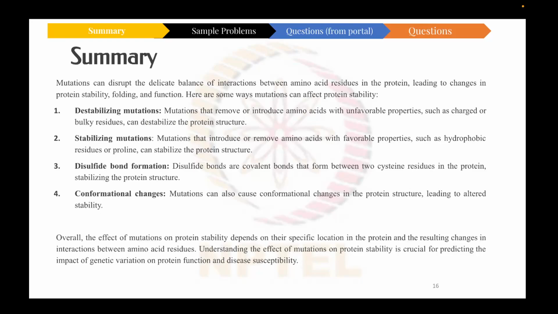Overall, the effect of mutations on protein stability depends on their specific location in the protein and the resulting changes in interactions between the amino acid residues. Understanding the effect of mutations on protein stability is crucial for predicting the impact of genetic variations on protein function and disease susceptibilities. So with this I am done.